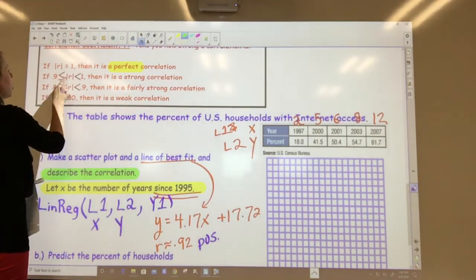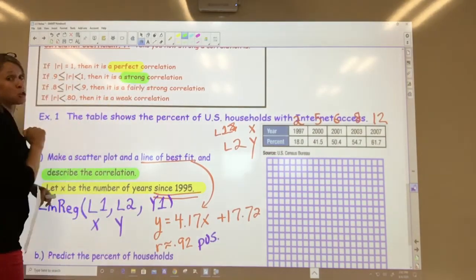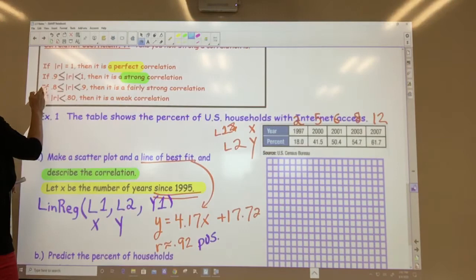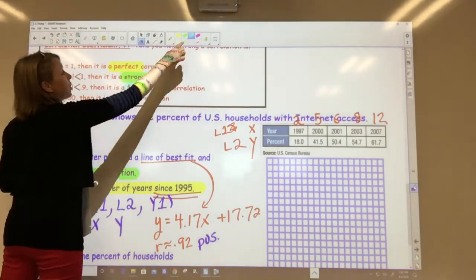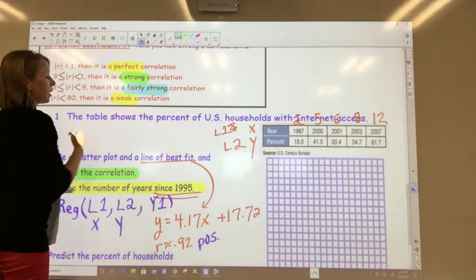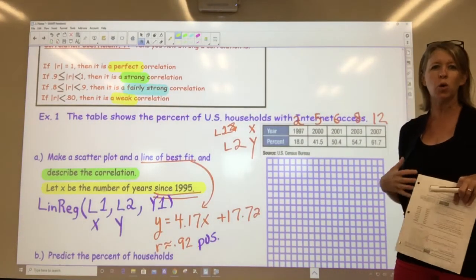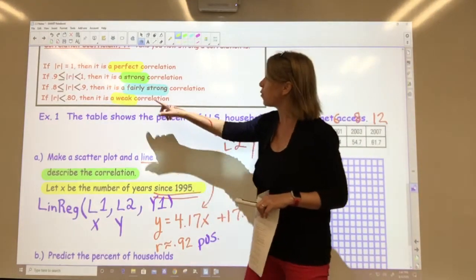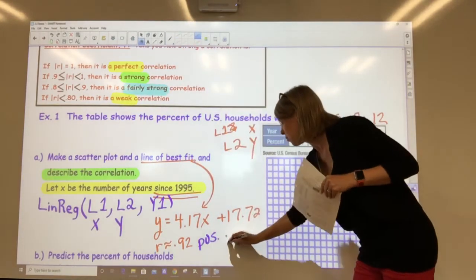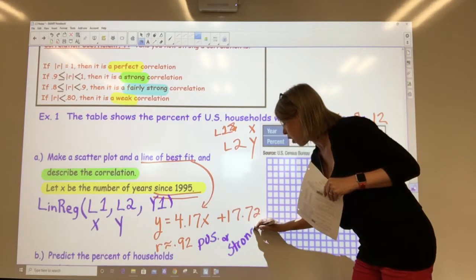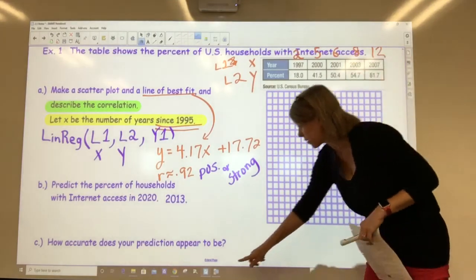Okay. If the R value is either 0.9 or less than 0.1, somewhere in between there, we're going to say that it's a strong correlation. Anything between 0.8 and 0.9, we're going to call it fairly strong, and then anything smaller than 0.8 is weak. Okay, so the closer it gets to 0, the weaker the correlation. Okay, so 0.92, that's falling right in this window, so we're going to say that this is positive and strong. Okay, positive and strong.